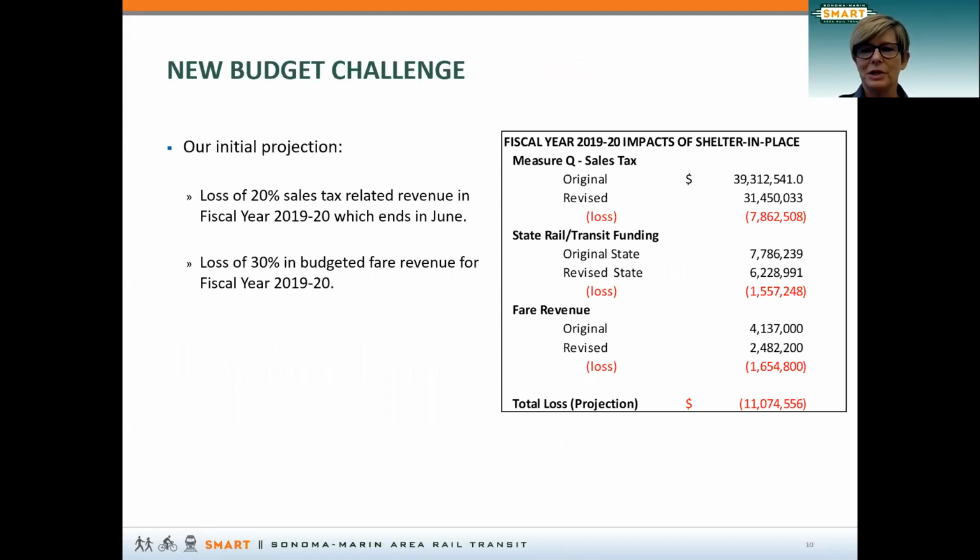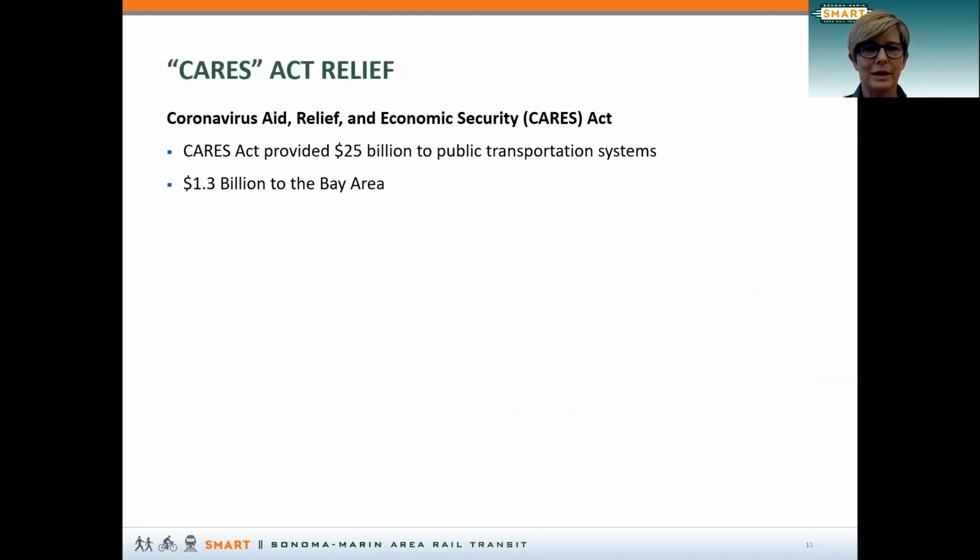So our initial projection is that there's going to be a loss of 20% of sales tax just in the current fiscal year, which ends in June, and then a 30% budgeted fare revenue impact also in the current fiscal year. And you can see that in the chart to the right on the slide. If you consider the 20% loss of Measure Q, as well as our state funding and the fare revenue loss, it's an $11 million reduction just in the current year alone. So they're shown in red.